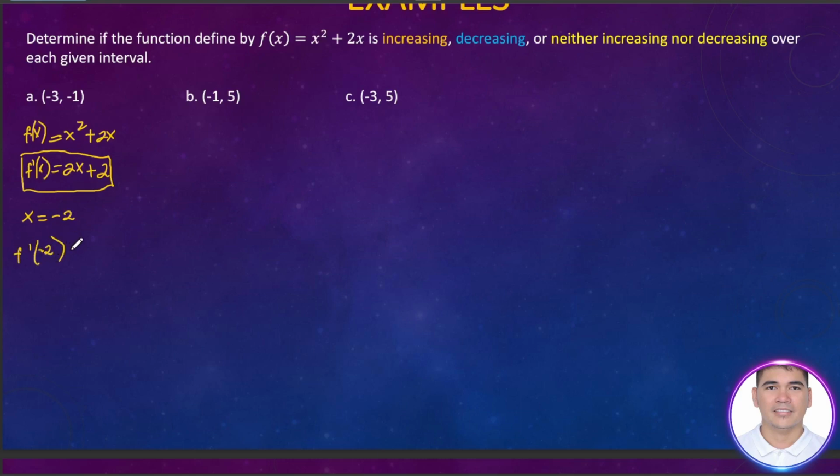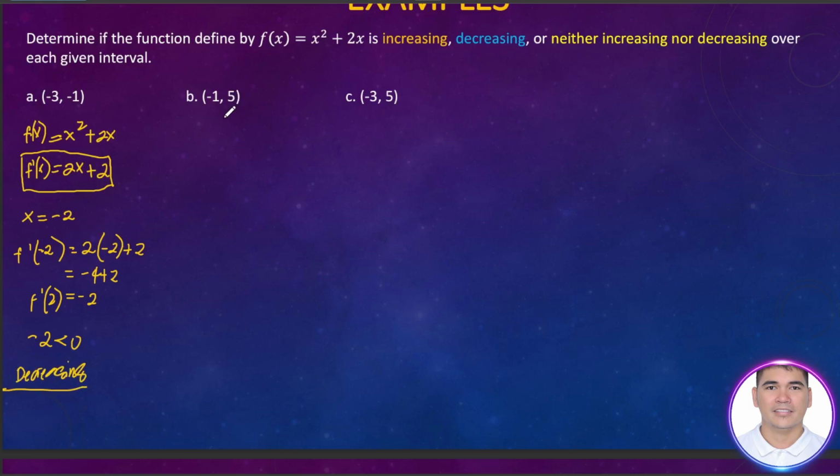Ayan. F prime of negative 2 is equal to 2 times negative 2 plus 2. So, what's the result? This is negative 4 plus 2. The answer is negative 2. Okay? So, take note that negative 2 is less than 0. So, according to our theorem, pag less than ng 0, that is decreasing. So, this is decreasing.